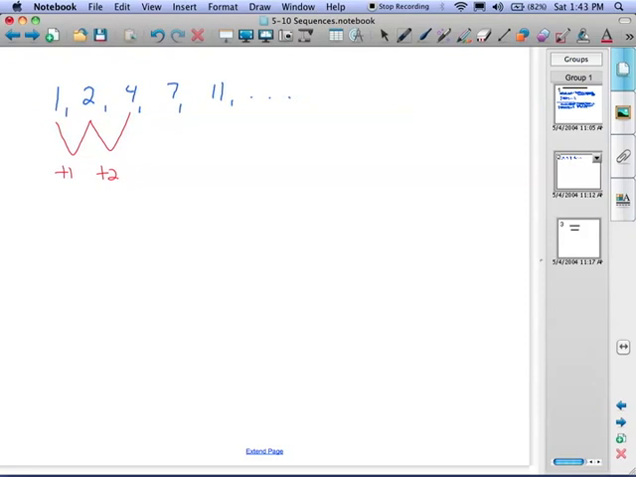So let's see if it's a geometric sequence. To get from 1 to 2, again, we would multiply by 2. To get from 2 to 4, multiply by 2. Things look really good so far, don't they? You have to check every single term in the sequence because to get from 4 to 7, is it times 2? No, it breaks down. This sequence is neither arithmetic or geometric.